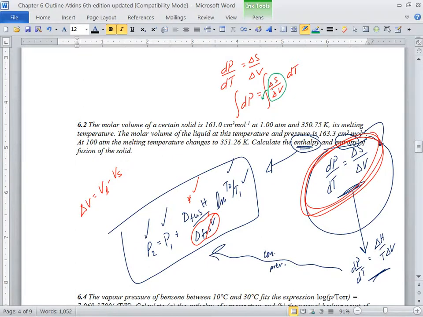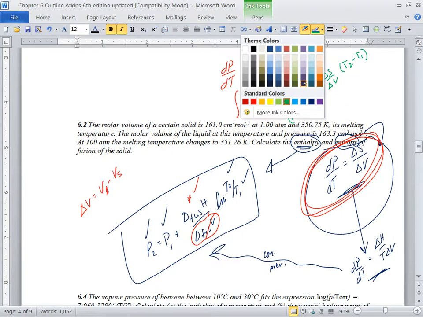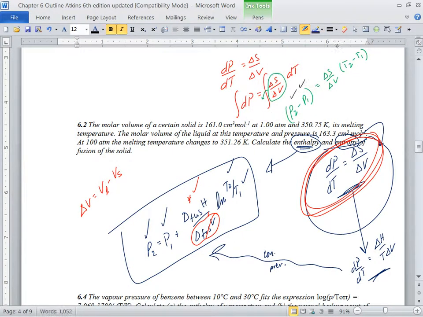So then all I ended up with was P2 minus P1 on that side equals delta S over delta V. I would be interested if we got the same answer. And then T2 minus T1 on this side. So we know pretty much everything. We know what all these are. Yeah, that's what I was thinking. And then solve for delta S.